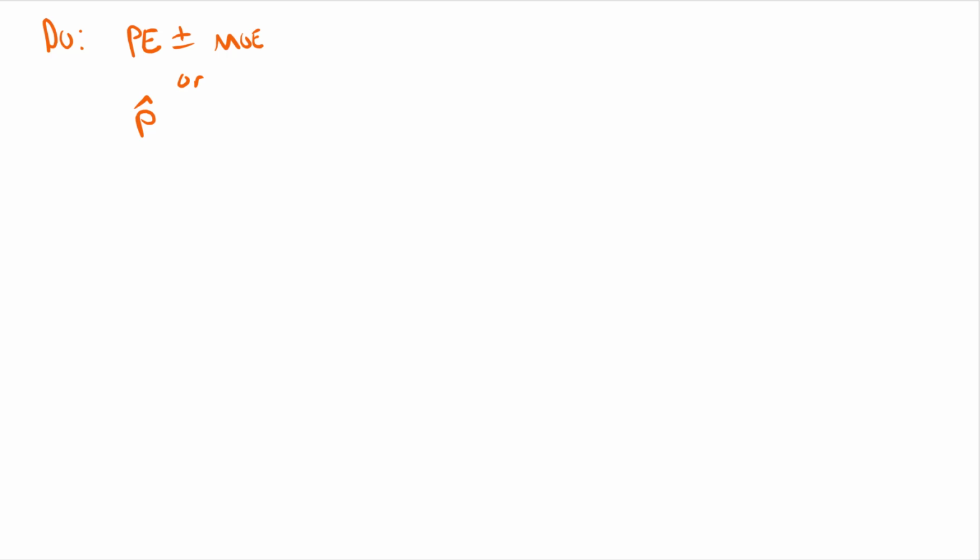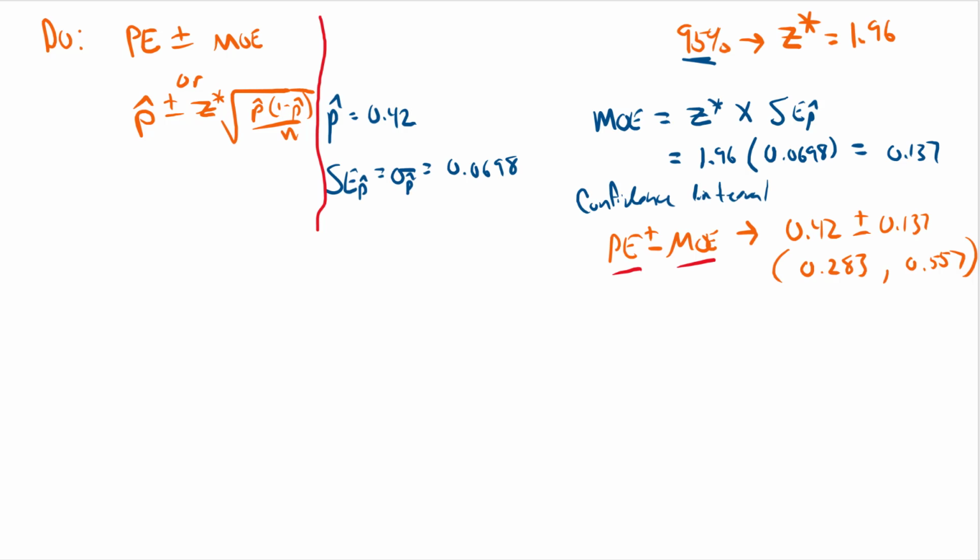Or you can write out that your p hat plus and minus your z star times the square root of your p hat times 1 minus your p hat all over n. Okay? You can write out either one of those, or both if you want to. And then you're going to actually do the calculations to calculate your interval. Okay? In which case we would have done all that.